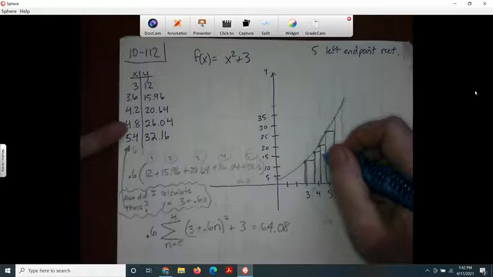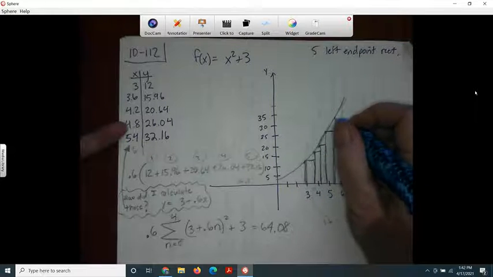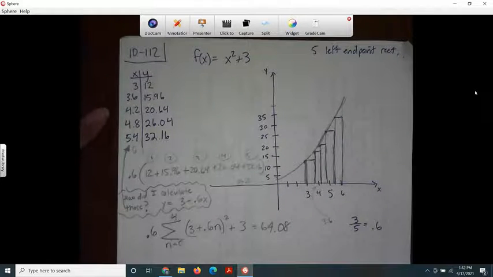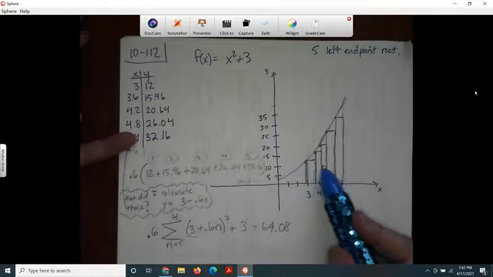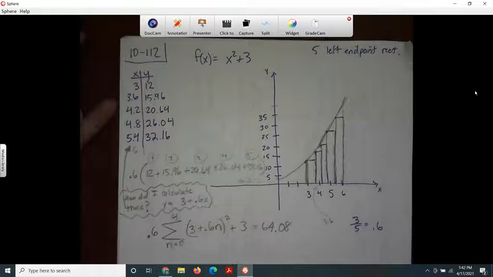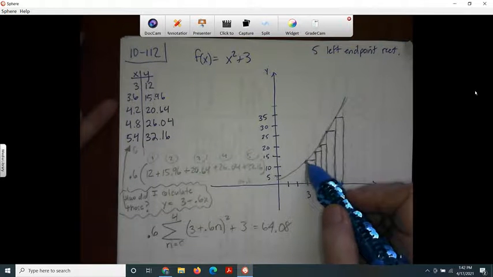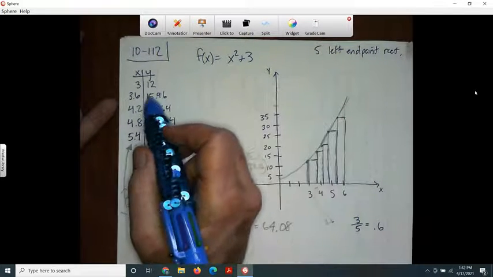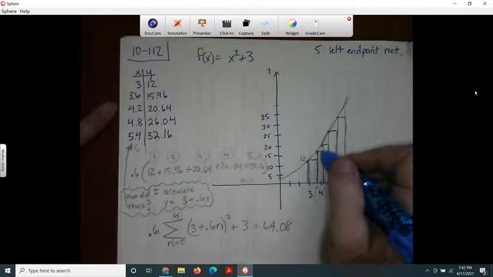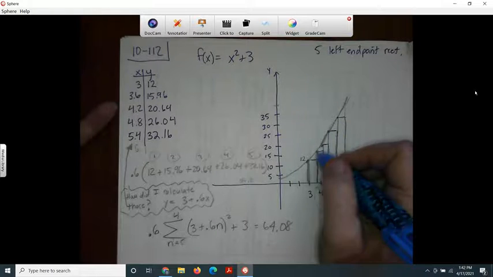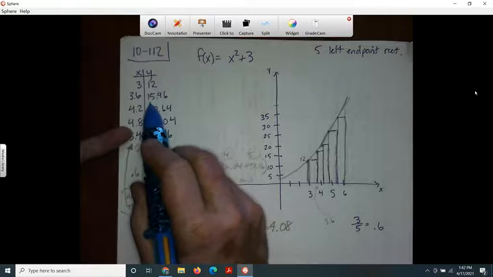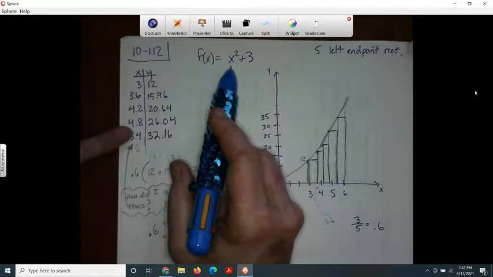Okay, so I don't know if you can tell, but I've got myself 1, 2, 3, 4, 5 left endpoint rectangles. And this 3, when I plug it into the function, its height is 12. This height is 12 right here. And see how these are touching the curve here? And then this is 3.6. I took 3.6 and squared it and added 3. And that gave me this number here, 15.96. And so on and so forth.